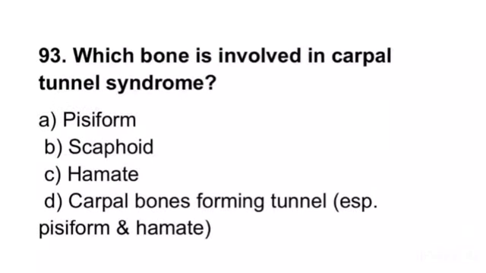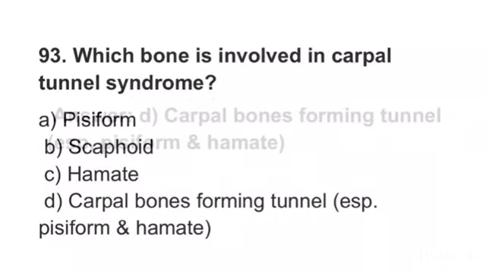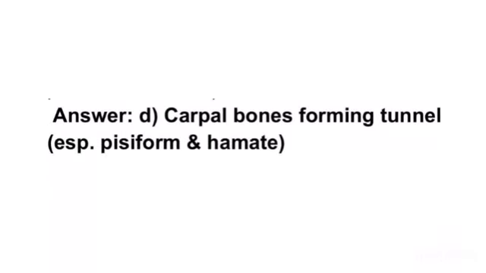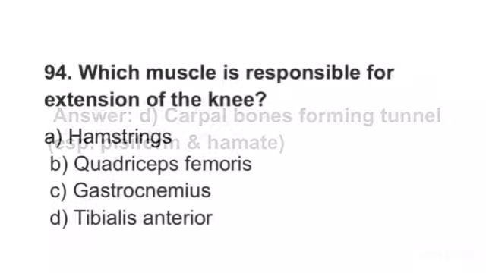93. Which bone is involved in carpal tunnel syndrome? A. Pisiform. B. Scaphoid. C. Hamate. D. Carpal bones forming the tunnel, especially pisiform and hamate. Answer, D. Carpal bones forming the tunnel, especially pisiform and hamate.